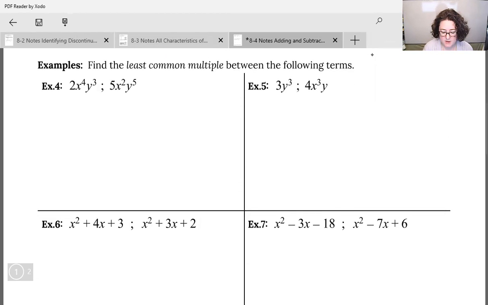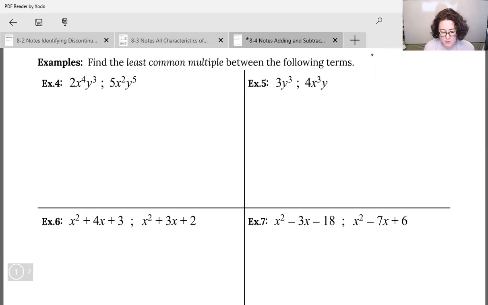So again, we want to know what is the least common multiple between these terms. So I need to make sure that every single factor is represented in that least common multiple. So 2 and 5, I need a number that both of those go into, which is going to be a 10. Now, x to the 4 compared to x squared, well, x squared goes into x to the 4, so I'm going to include that one. Y cubed and y to the 5th, well, the biggest thing up there, y to the 5th.